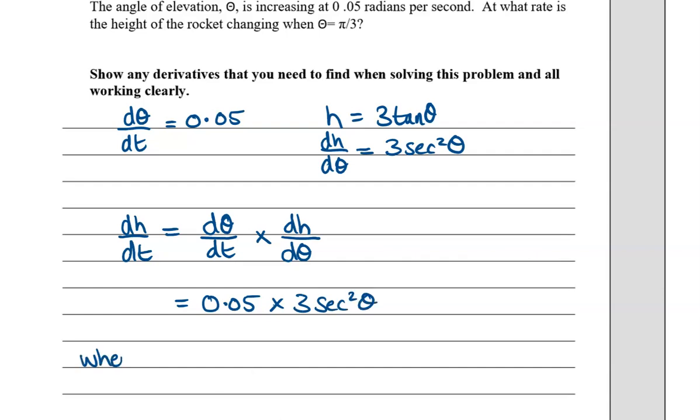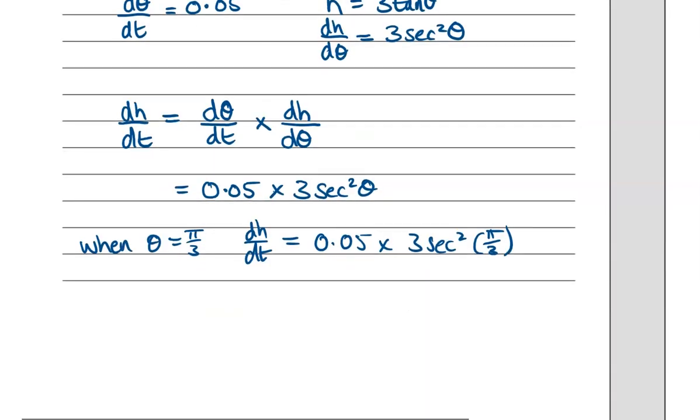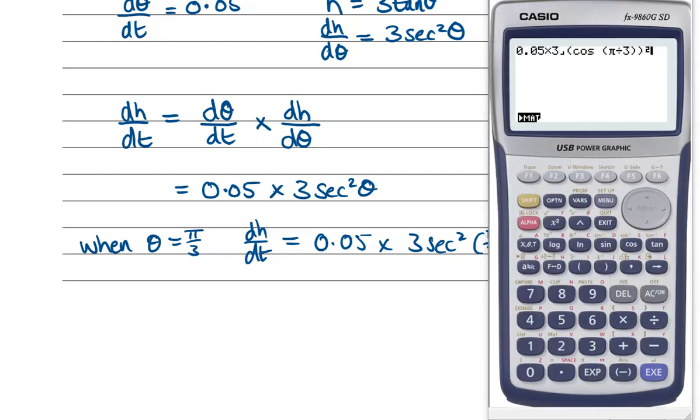And we want to work that out when theta is pi by 3. dh by dt equals 0.05 times 3 sec squared of pi by 3. Now for putting this into a calculator, just remember that sec is 1 over cos. So when you're putting this in, you actually need to do it as 1 over cos into your calculator. I'll just show you that one, it'd be quite helpful. So it goes in like this, and there's your 3 over cos pi by 3 squared, and that comes to 0.6.